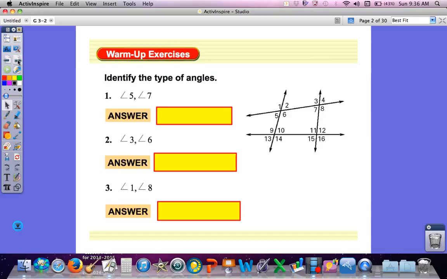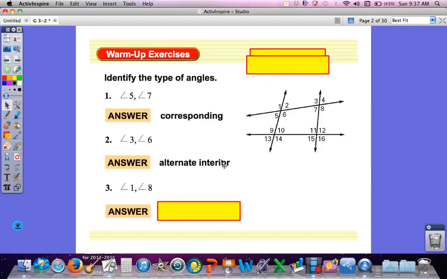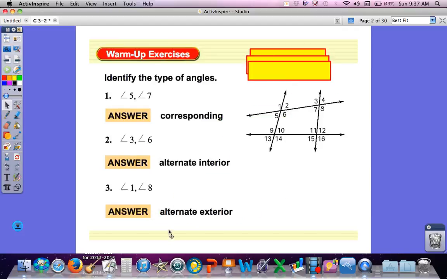So first off, you can freeze the page here. You can go back and review these warm-up exercises. So freeze the page and then check your answers. Okay, you can see if you got them right.